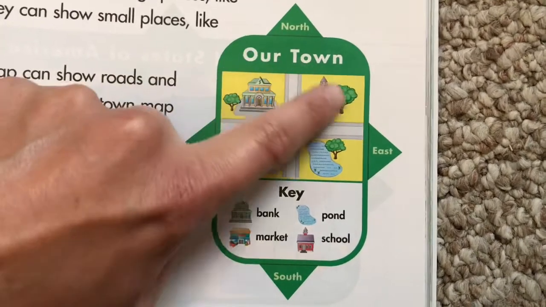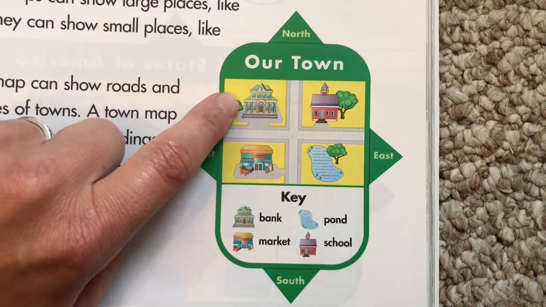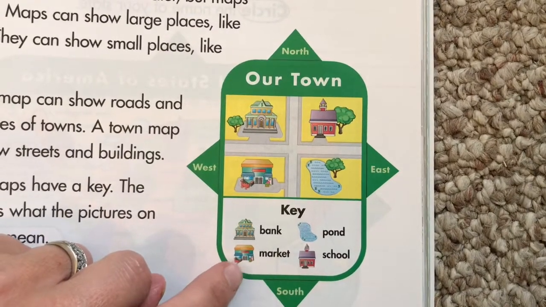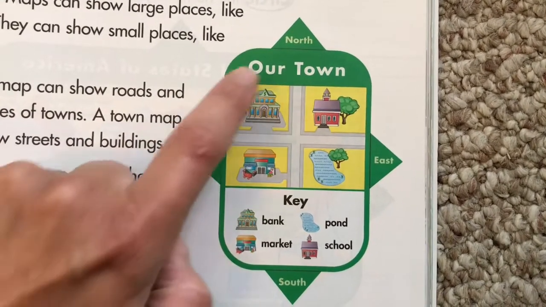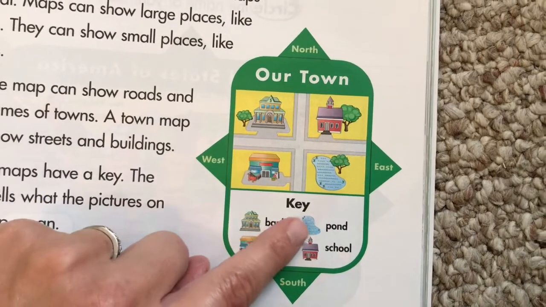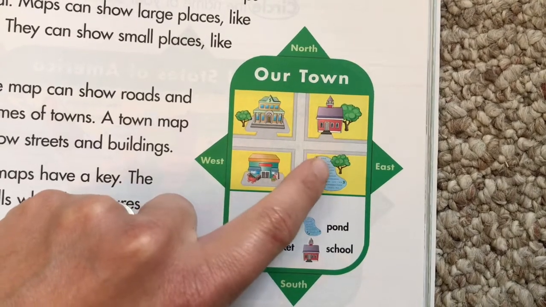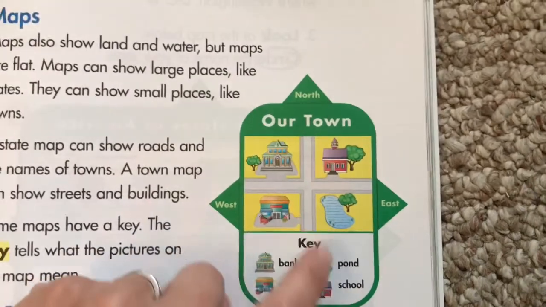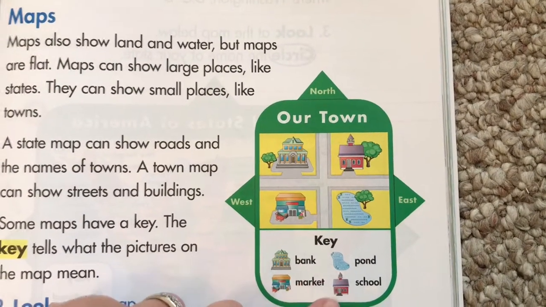So let's take a look up here. Do you see the bank? Yes, there it is. That matches our key. Market. So when I see this picture, it means market. Let's look at our map. You see it? Yep. And pond. Look at our map. Oh, there it is, right? Man, I could have thought that this maybe was a lake, but good thing we have the map key because it tells us it's the word pond.